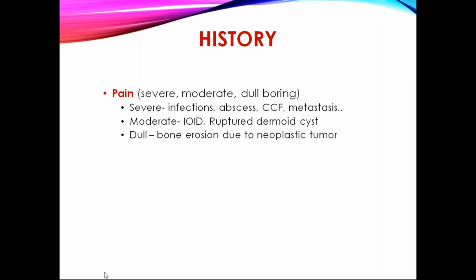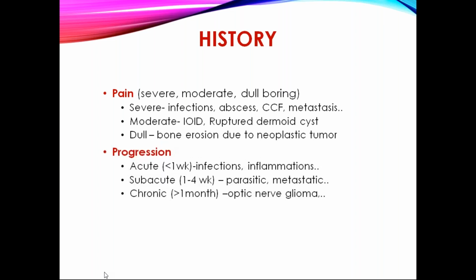And if there is an abscess behind the eye, if there is a carotico-cavernous fistula, or if there is a metastasis, all these conditions give rise to severe proptosis. If there is a moderate amount of pain, it can be idiopathic orbital inflammatory disease, that is nothing but inflammation of the extraocular muscles. And ruptured dermoid cyst, this could be a cause of moderate pain. And dull pain, it could be due to erosion of the bone due to neoplastic tumor. Over a period of time, a neoplastic tumor can erode the bone and give rise to dull aching pain. So pain is one important aspect which you have to take.